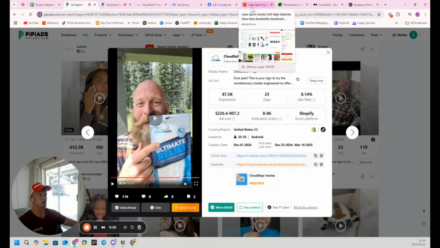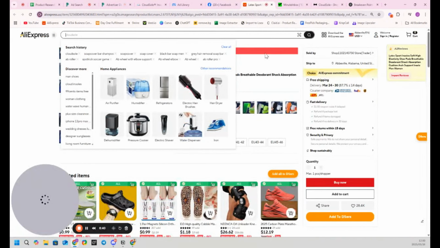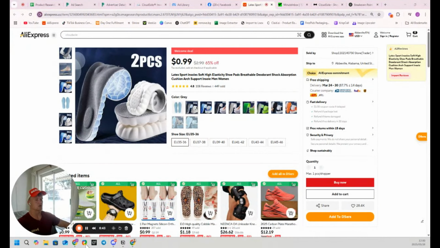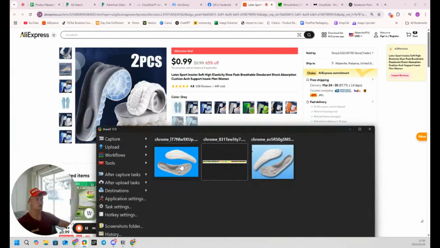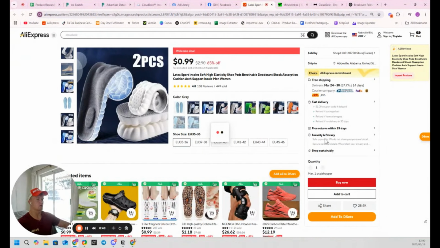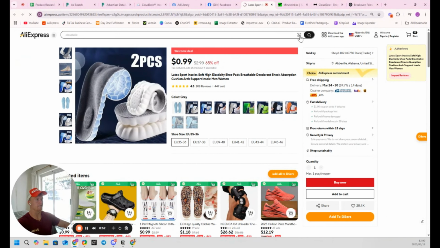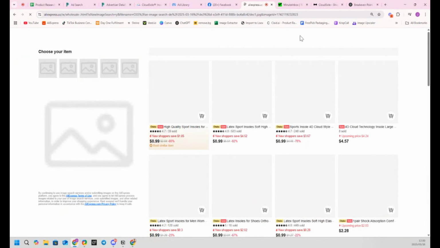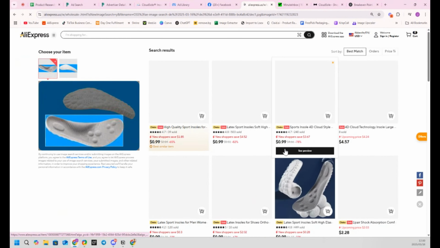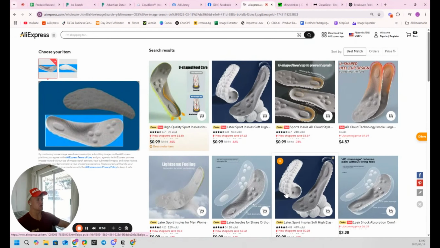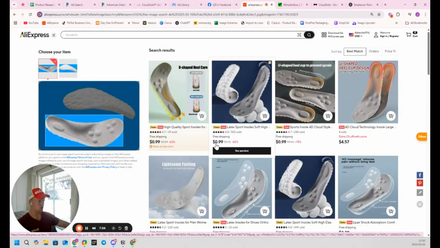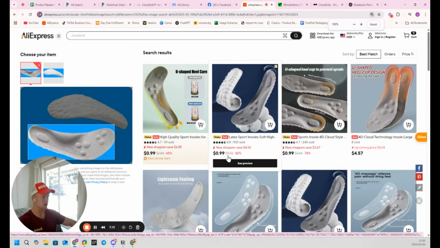Then what we do is we go to AliExpress, go to the home page, and take that screenshot and drag it into here. And you can search by image. Just drag it into the search bar over here. And look at that. You get a bunch of results of this exact product. And then, very importantly, you look at not this price. This is the first order price. You look at this price that's crossed out over here.